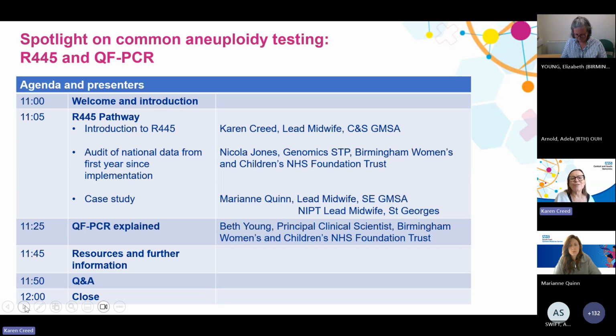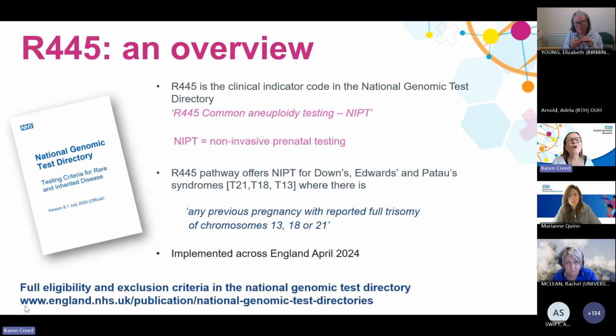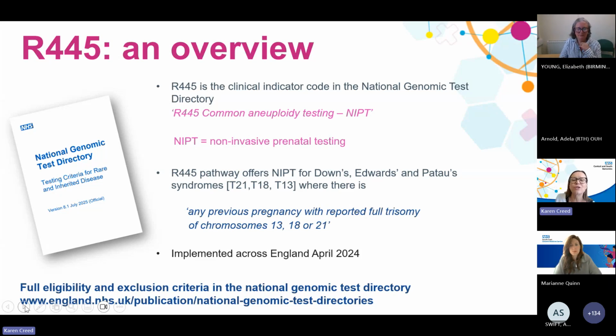So a lot to get through, and I'm going to move straight away and start looking at R445. What is R445? That is the clinical indicator code in the National Genomic Test Directory. That test directory outlines the full range of genomic tests that are commissioned for the NHS in England. For each indicator code, the directory also gives details of who is eligible for that test, what the testing methodology is, and which clinical professional can request that test.